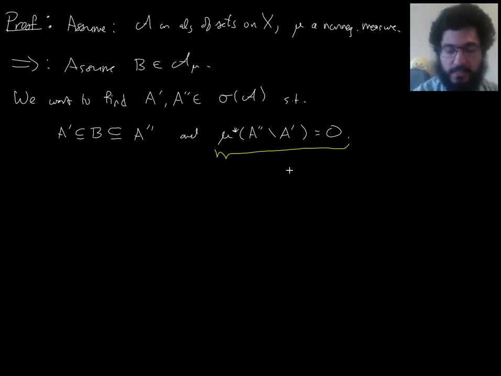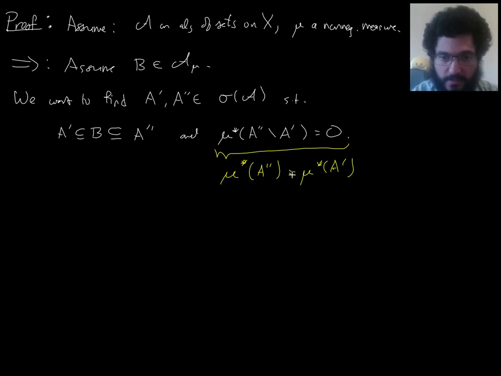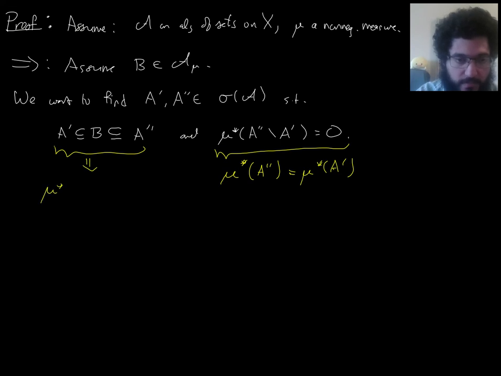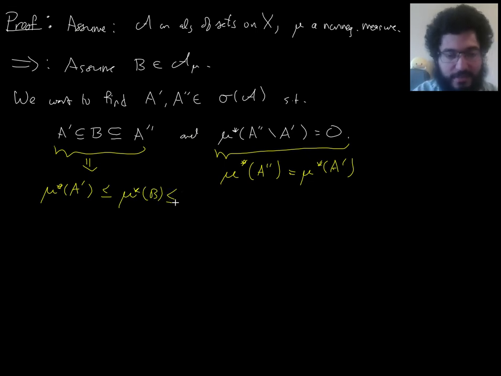Since mu star, the outer measure, is additive on things from here, since we have that from the amazing extension theorem, this left-hand side is this difference. This happens whenever you have an additive function. So this thing can be written as the difference equals 0. So outer measure of A prime prime equals outer measure of A prime. And we also have monotonicity, right? So from here we would have outer measure of A prime less than or equal to outer measure of B less than or equal to outer measure of A prime prime. But these are equal in the context that I'm trying to put myself into.